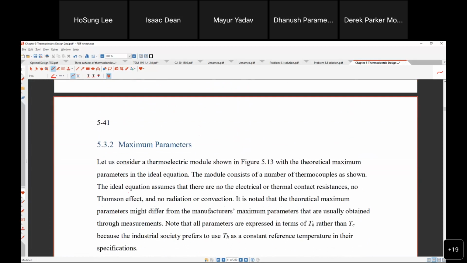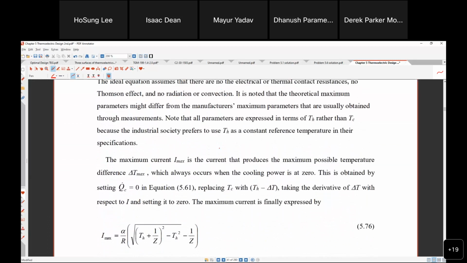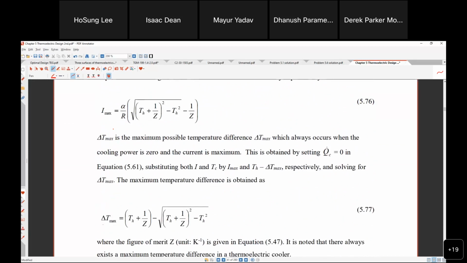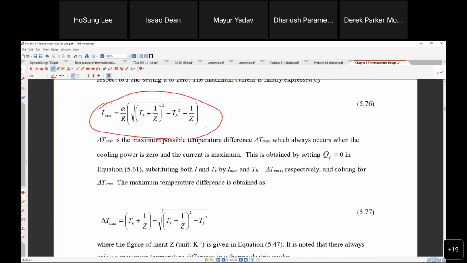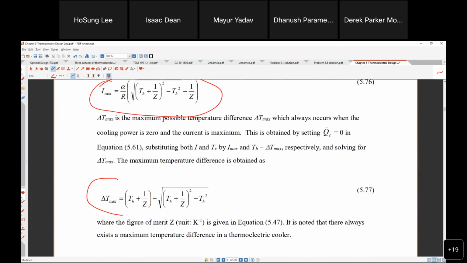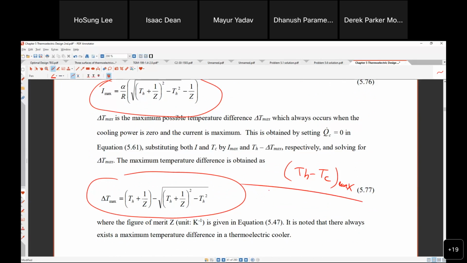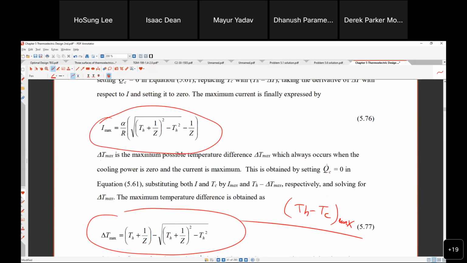And again, this is my work. I want to normalize because normalizing is powerful. So I'm looking at maximum current, maximum voltage, maximum. It turns out we found the maximum current. I'm not going to explain in detail. And we found, interesting, there is some maximum temperature difference, TH minus TC maximum. No more than that, with the given current. So maximum current, no more than that. This is the maximum. We found it.